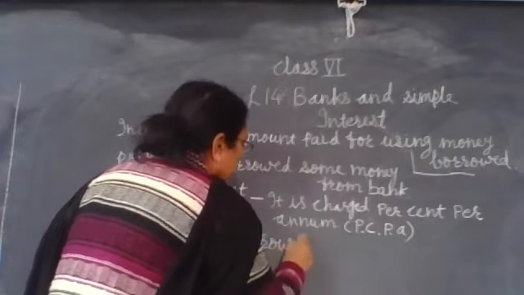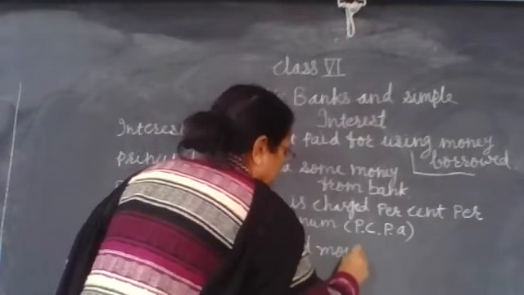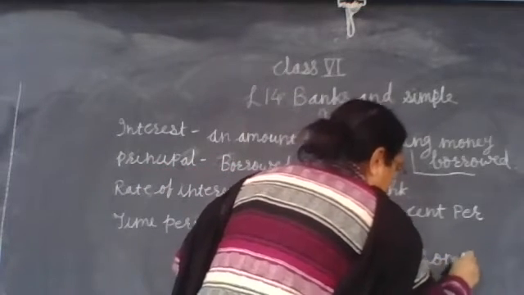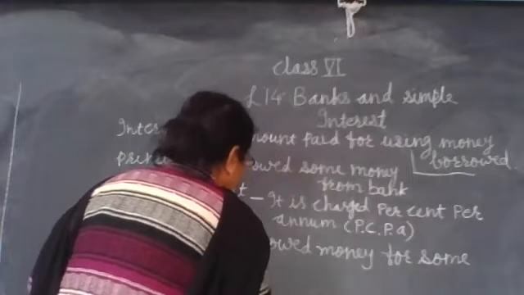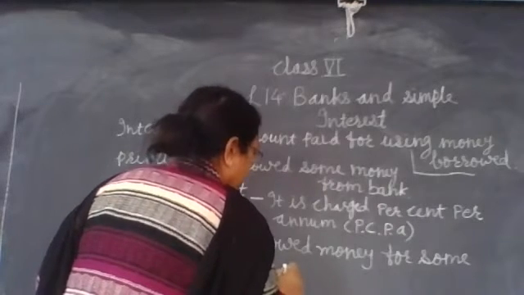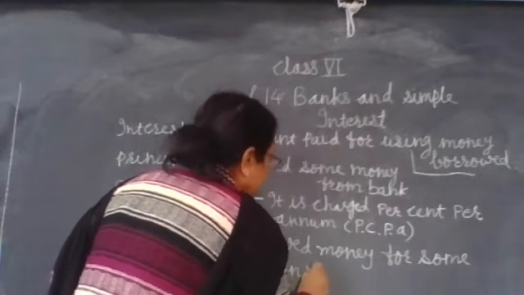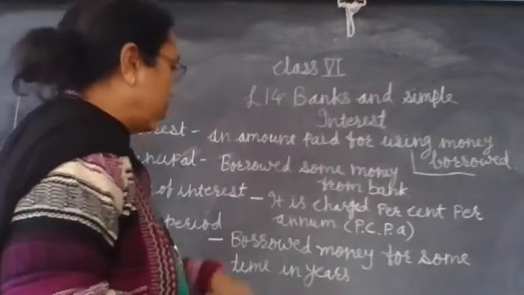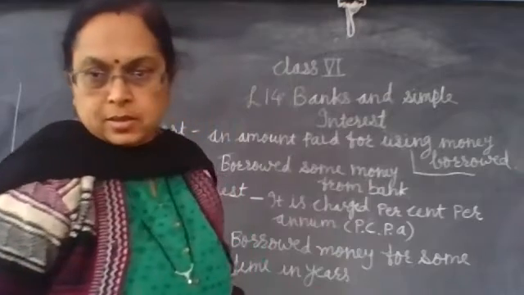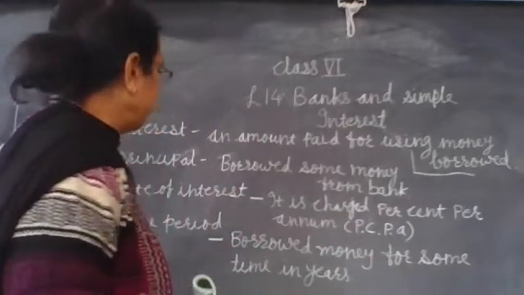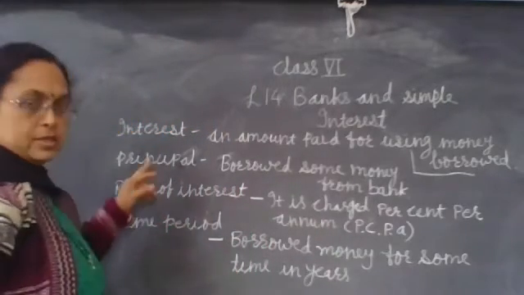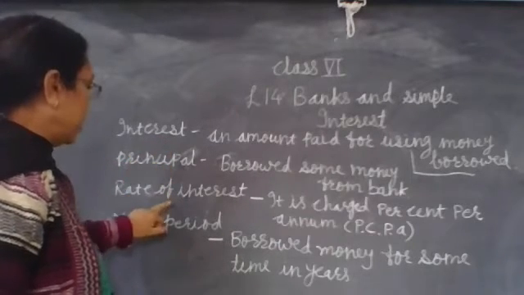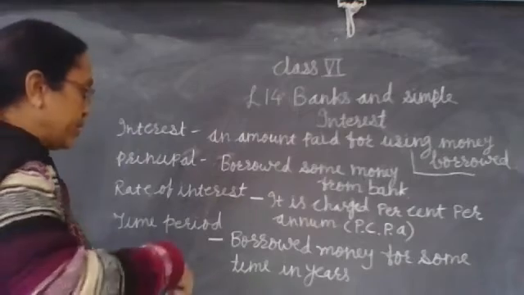And time period is the time for which the money is borrowed. You see this money time in years. That is the time period. Here we are going to see per annum only, means time period is a year only. So these terms we have to understand: interest, principal, rate of interest, and time period.